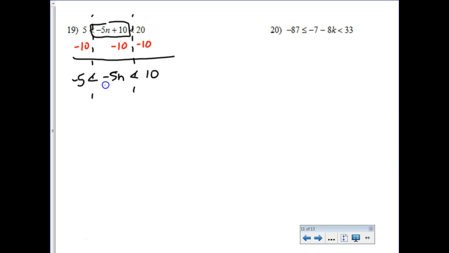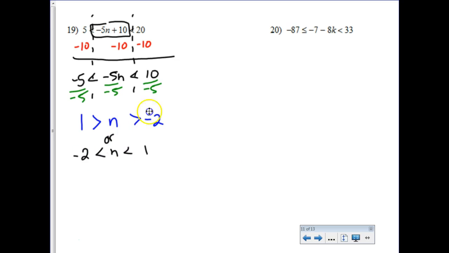So you're going to divide all 3 sides by -5, and that negative rule still applies. So you are going to have to flip your signs around. So this is 1 is now greater than n, which is greater than -2. So if that bothers you, you can just pick this up and turn it totally around. -2 is less than n is less than 1. So either one of these is acceptable.